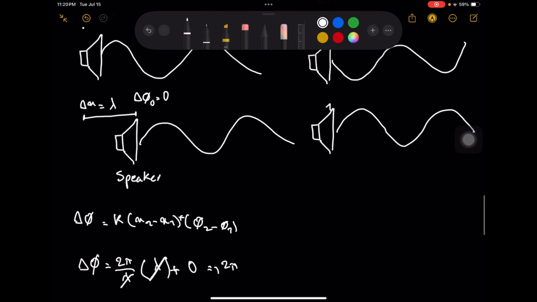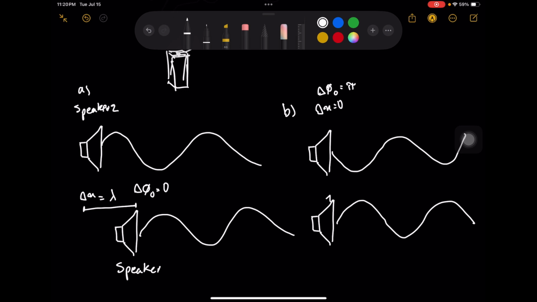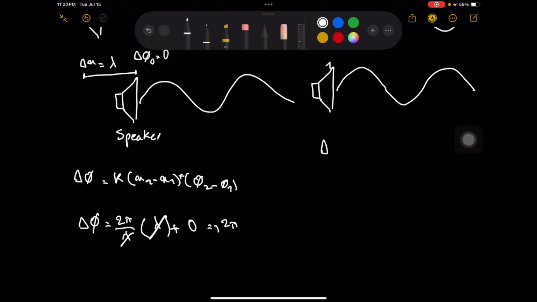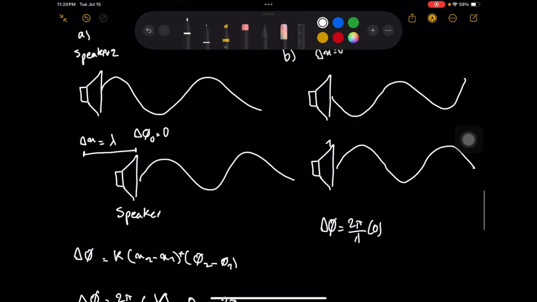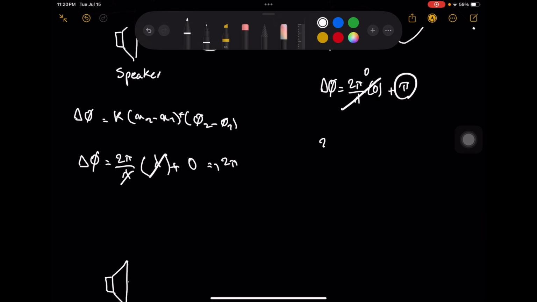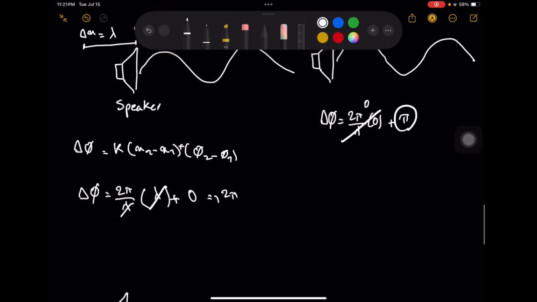Let's call it B. The sources are out of phase. And how can we draw that? It's obvious that they're out of phase, but let's say that their delta x is 0 and delta phi is pi. So putting it in the formula gives us 2 pi over lambda times 0, plus pi. So this gives us something out of phase. Because it's pi, it doesn't follow the formula of 2 pi times a half integer. So it just gives us a destructive one.